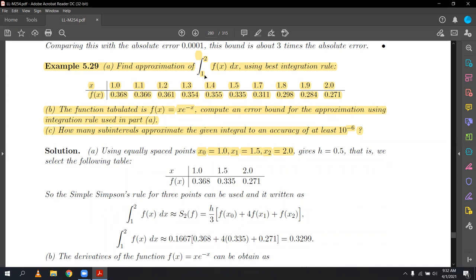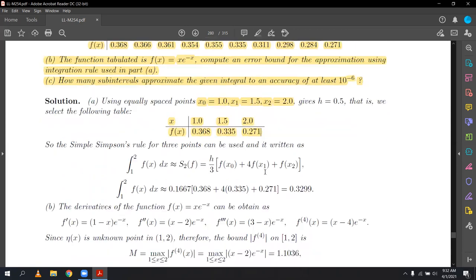In the exam, when I give this problem, maybe the teacher does not mention the trapezoidal rule, or we say the minimum case of the integration rule. Minimum means the simple one, either the simple trapezoidal rule or the simple Simpson rule. Of course, if we can use the simple Simpson rule, it is the best one. So this is the point we pick from the given table, and we know this is the formula for the simple case.